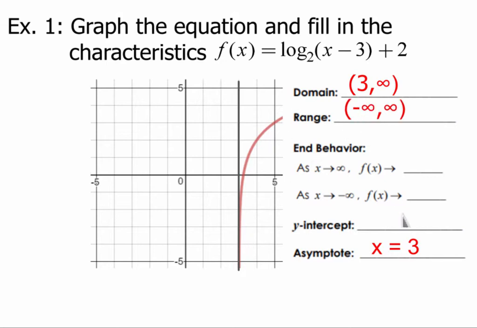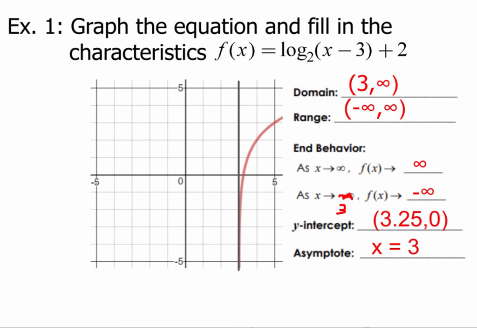For the range, well, it's going up forever and down forever, so the range is negative infinity to positive infinity. For the end behavior, as x is going to infinity on the right, the graph is going up, so f of x is going to infinity. And then on the left-hand side, x is going towards 3, but f of x, since it's going down, is heading towards negative infinity. And then our y-intercept is at this point right here, which is 3.250.